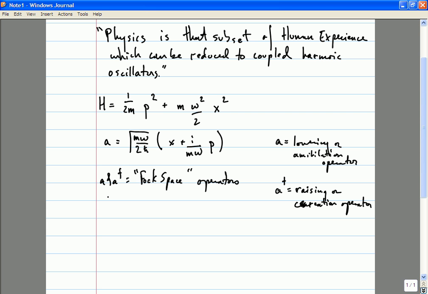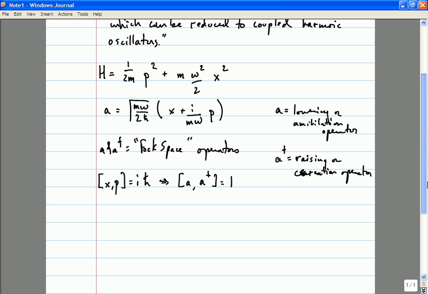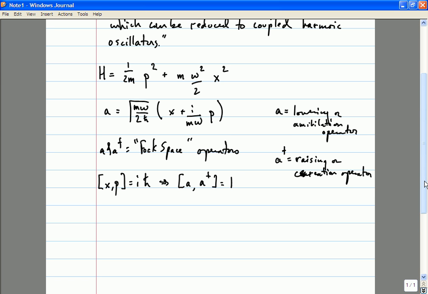It's easy enough to check that our familiar fundamental commutation relation between x and p implies that A and A dagger also obey a commutation relation, namely that their commutator is equal to 1. That's easy enough to check simply by plugging our definition of A and A dagger into the commutator of A and A dagger, and using the fundamental commutation relation.